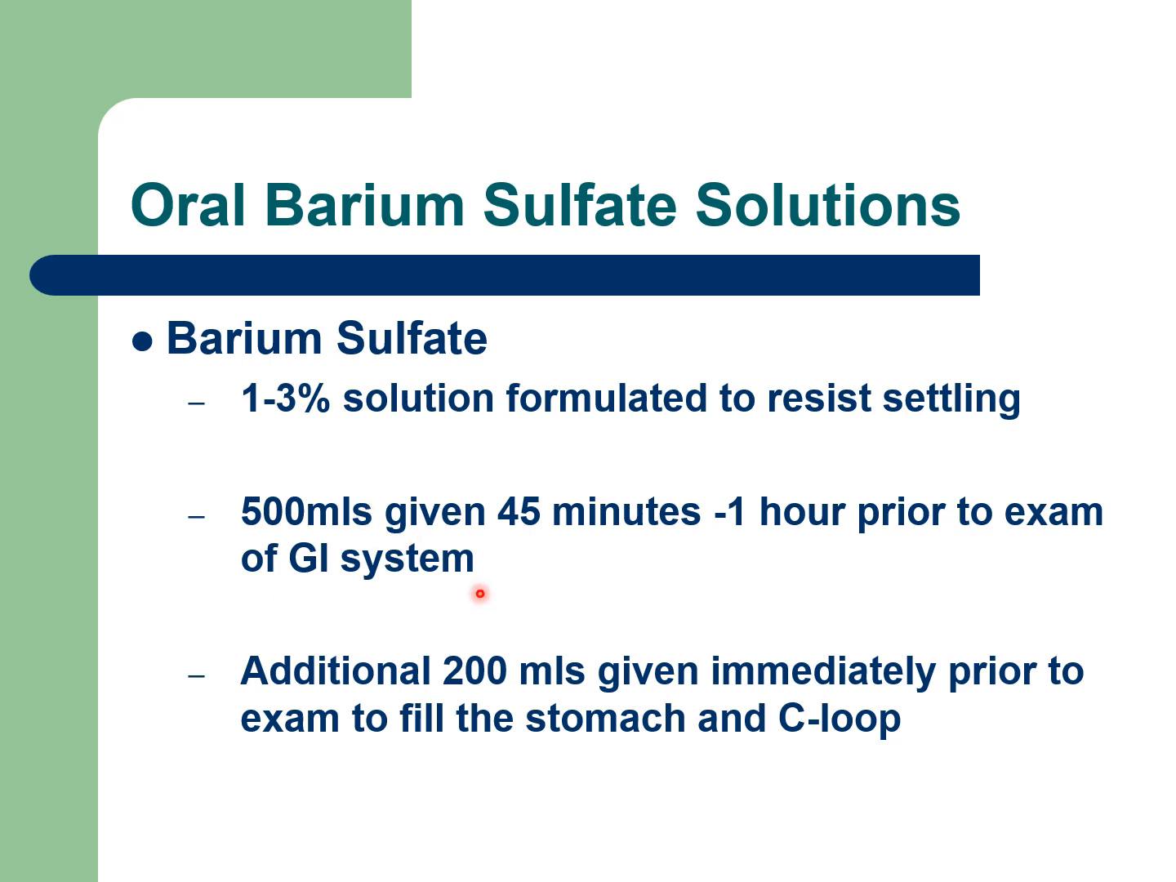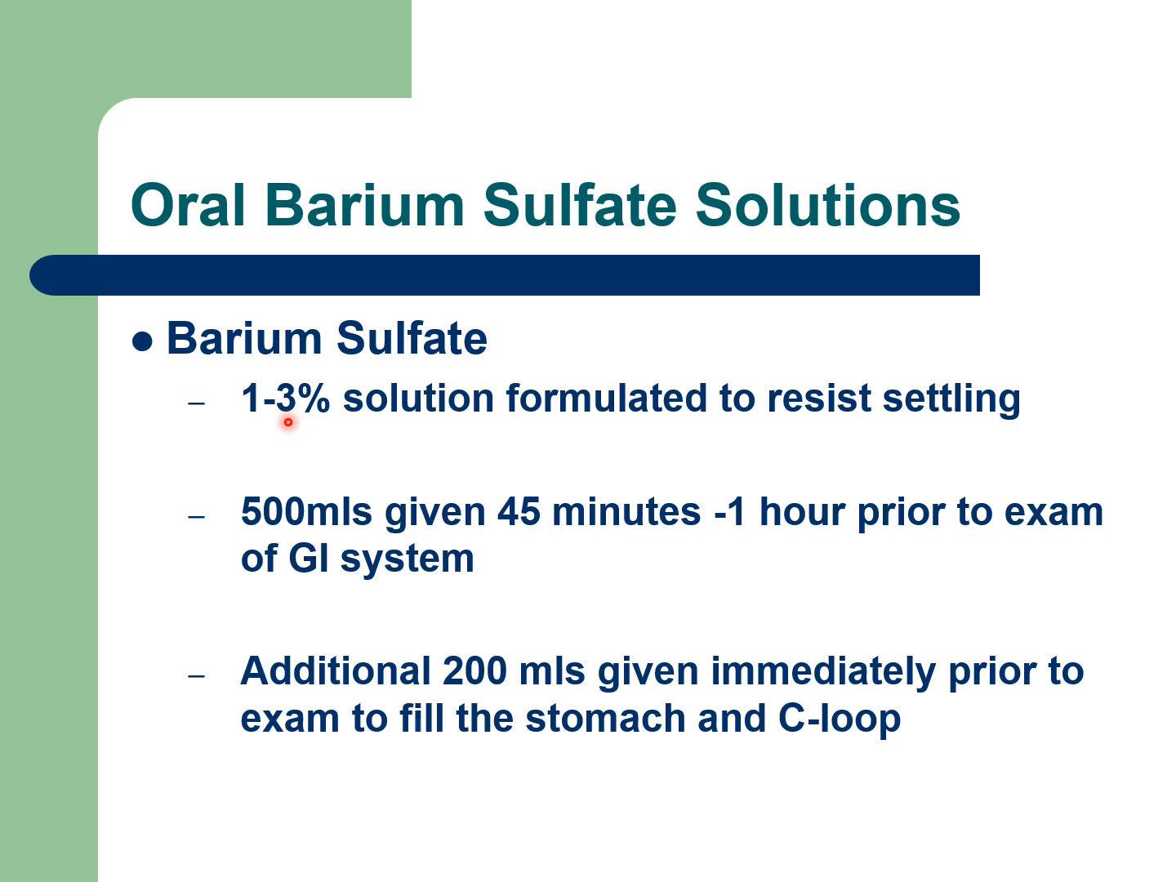Again, we're going to talk about this more extensively when we talk about the exams themselves, when we talk about the abdominal scans. 500 mLs are given about 45 minutes to an hour prior to the exam to the GI system. That's to let it start going through the stomach and get into the small intestines. An additional 200 mLs may be given just prior to scanning so that the stomach is full.